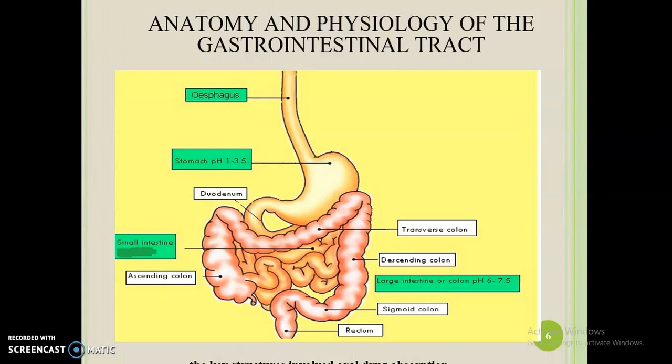After the small intestine, there is the transverse colon. Before the transverse colon, the ascending colon is there: ascending colon, transverse colon, then the descending colon. The pH of the small intestine and the colon is 6 to 7.5. After the descending colon, there is the sigmoid colon, then finally the rectum. So these are the different parts of the gastrointestinal tract.